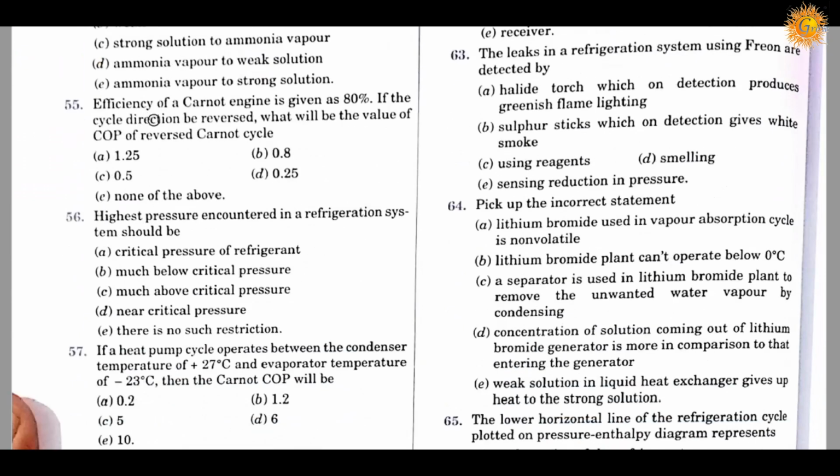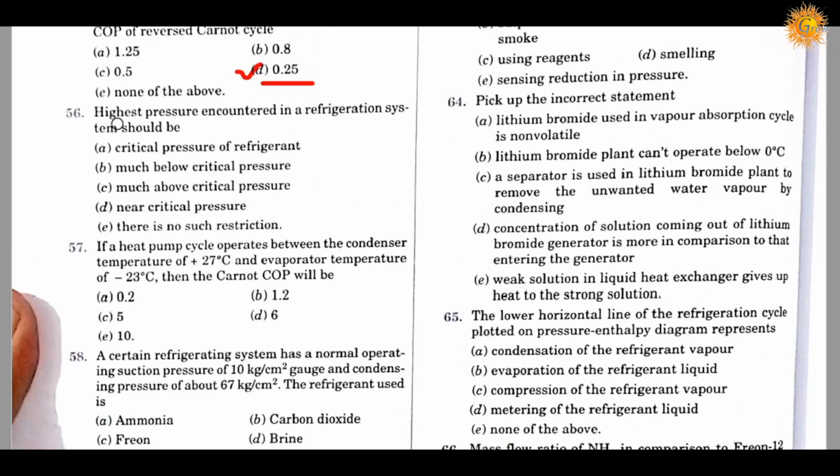Question 55. Efficiency of a Carnot engine is given as 80%. If the cycle direction is reversed, what will be the value of coefficient of performance of the reversed Carnot cycle? Option A, 1.25; option B, 0.8; option C, 0.5; option D, 0.25; option E, none of the above. So the correct answer is D, it will be 0.25 value of COP.